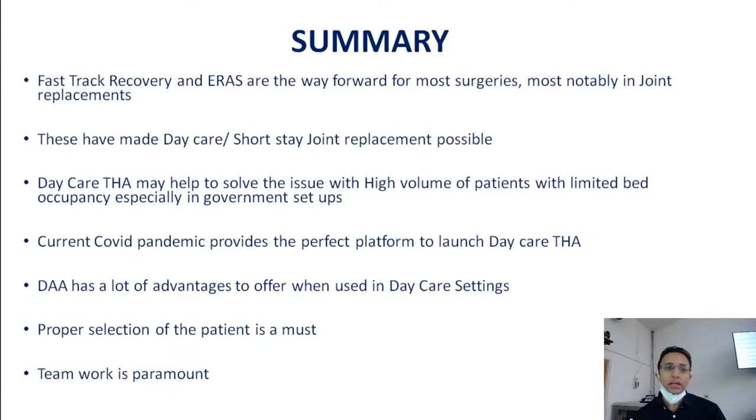So to summarize, fast track recovery and ERAS are the way forward for most surgeries, most notably joint replacements. They have made daycare short stay joint replacement possible. Daycare total arthroplasty may help to solve the issue of a high volume of patients with limited bed occupancy, especially in government setups. The current COVID pandemic provides the perfect platform to launch this surgery. Direct anterior approach has a lot of advantages to offer when used in daycare settings. However, proper selection of the patient is a must and teamwork is of paramount importance.